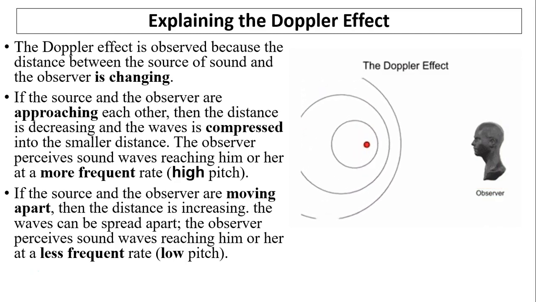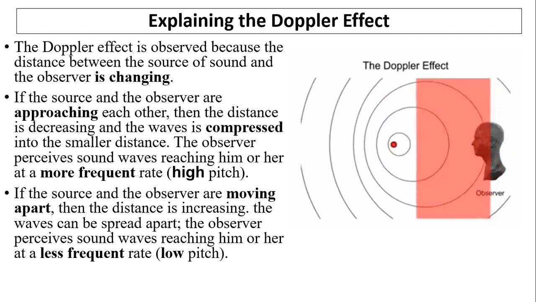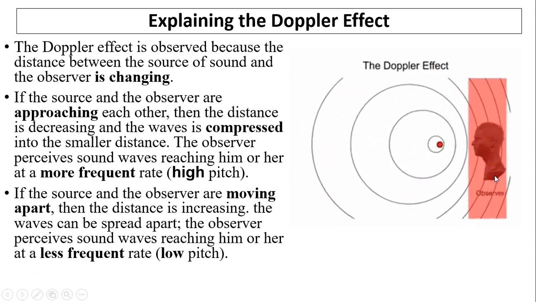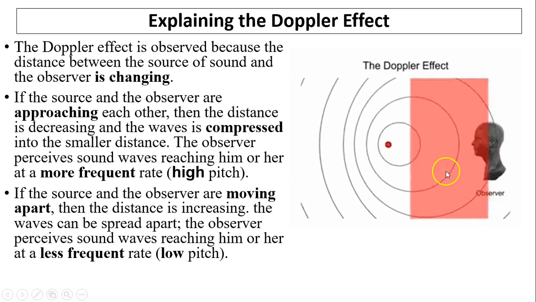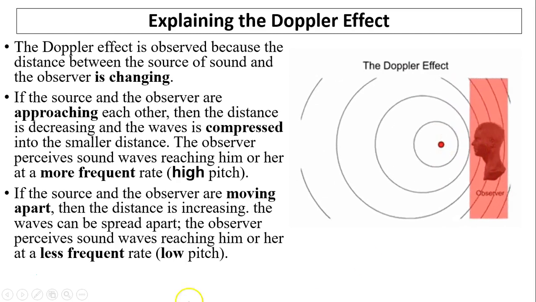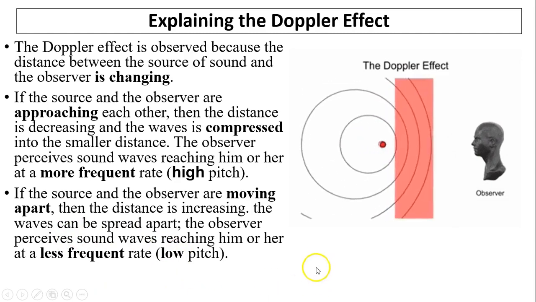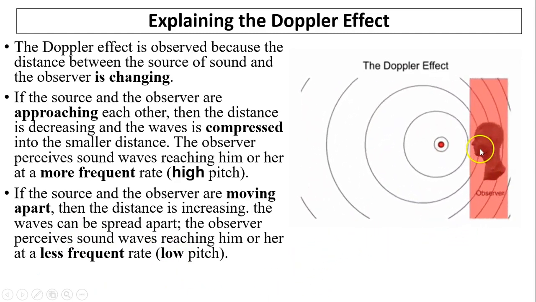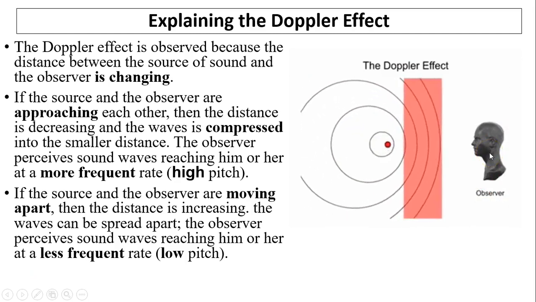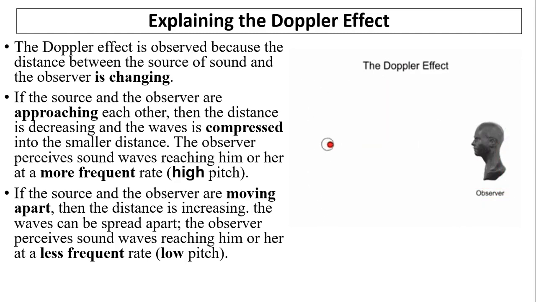If the source and the observer are approaching each other, then the distance is decreasing and the wave is compressed into a smaller distance, as you can see. So the observer perceives the sound wave reaching him or her more frequently. That means pitch is higher, wavelength is decreased. But as the source is moving away, the observed phenomenon is that the wavelength increases. As you can see, the wavelength increases. That means the wave reaching you is less frequent. So you perceive a lower pitch for sound.